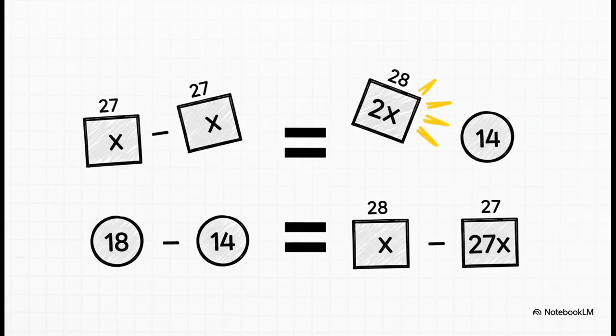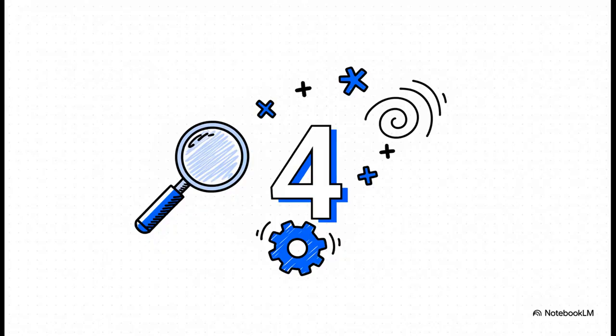Now it's time to clean things up. We want to get all the x terms on one side and all the plain numbers on the other. So let's move the 27x over to the right and the 14 over to the left. That's going to make things really clear. And once we do that simple subtraction, what do we get? We find that x is equal to 4. Boom! We found it! That's our secret ingredient, our common multiplier.